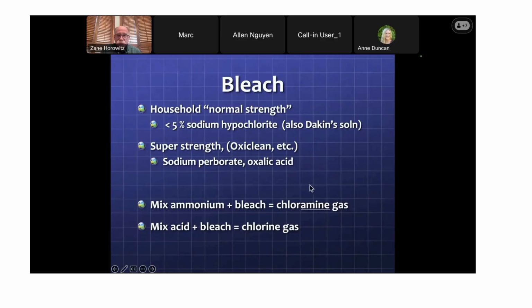This is a favorite test question for some reason of what gas you get when you mix different household cleaners. So if you mix ammonia or ammoniums with bleach, like household ammonia with regular bleach, you get chloramine. But if you mix a regular acid with bleach, I'm not sure oxalic acid is strong enough, you can get chlorine gas liberated.